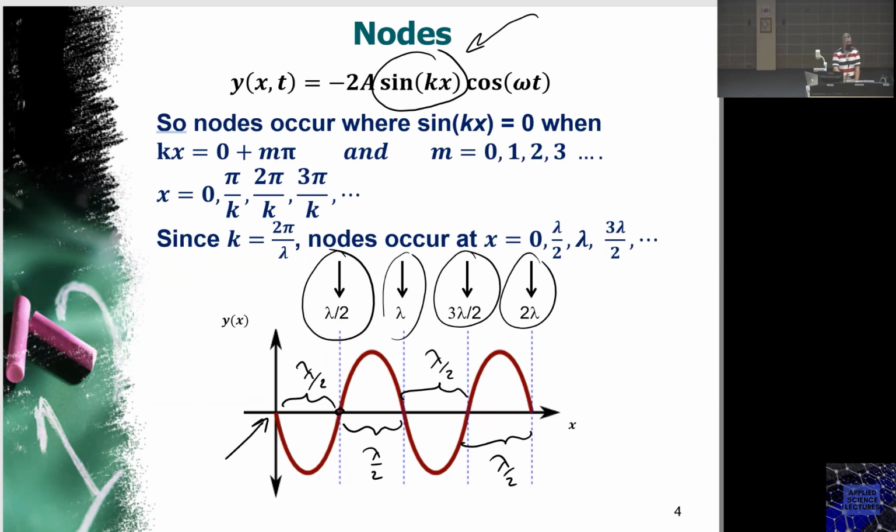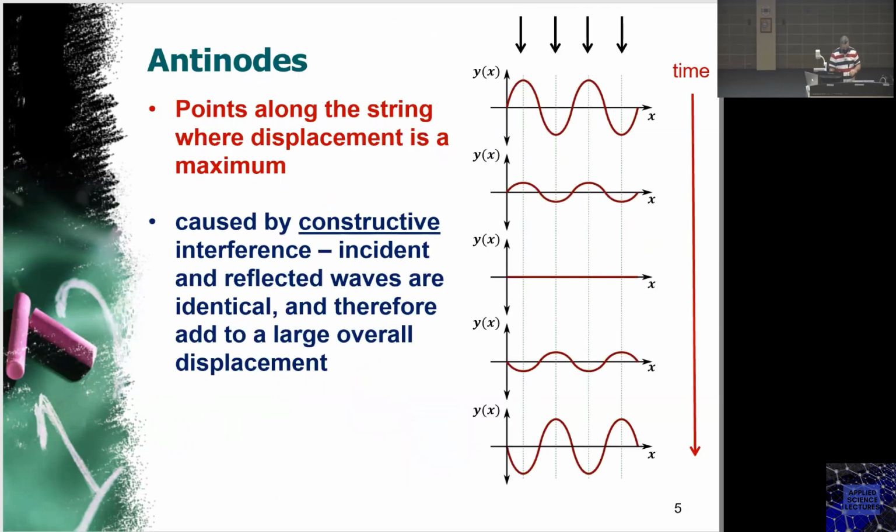Any question about how did we calculate those nodes? Okay. So the next distinguished points we have are the antinodes. Those points along the wave propagation where the displacement is maximum or minimum along the medium of the standing wave.